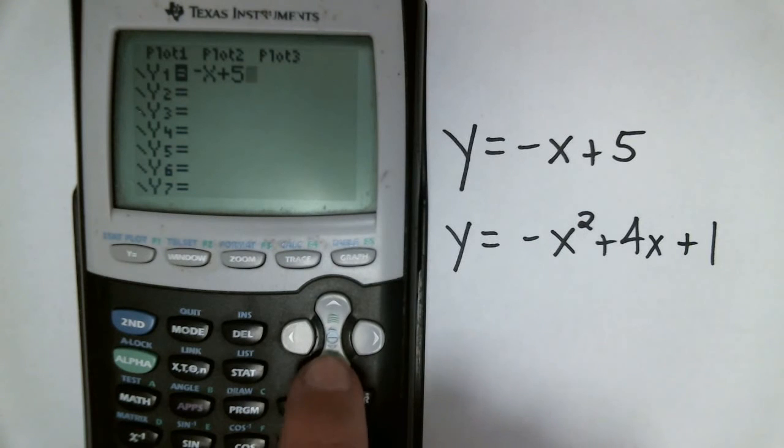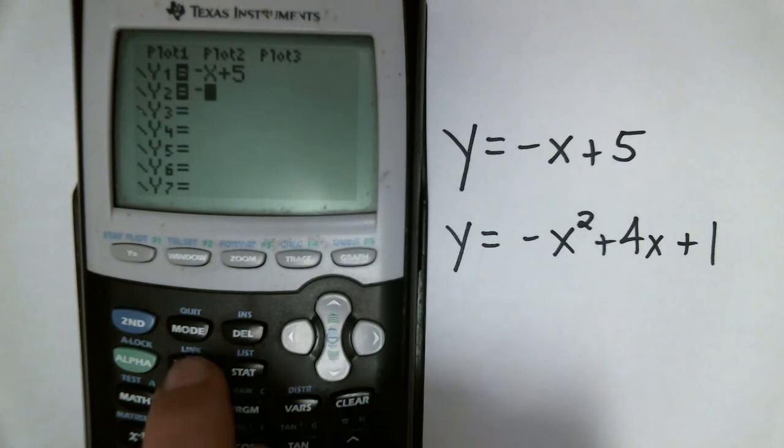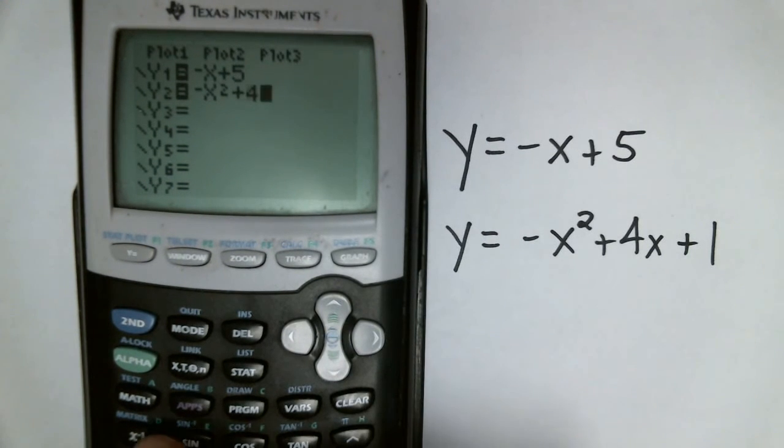Now I need to drop down to the next slot. So I'm just going to press this down arrow, drop down, and now I'm going to enter in my second. This is my quadratic function. So negative x squared plus 4x plus 1.